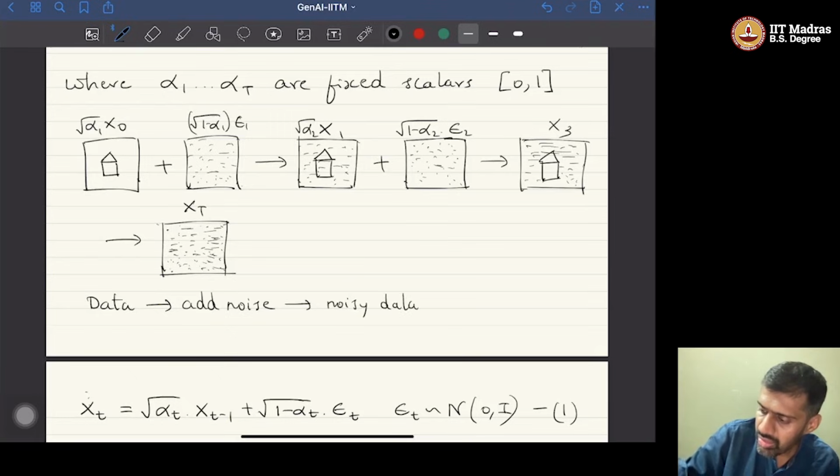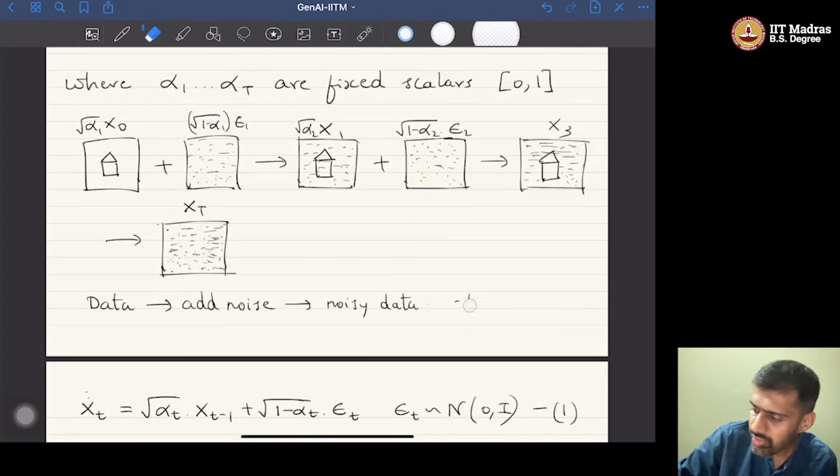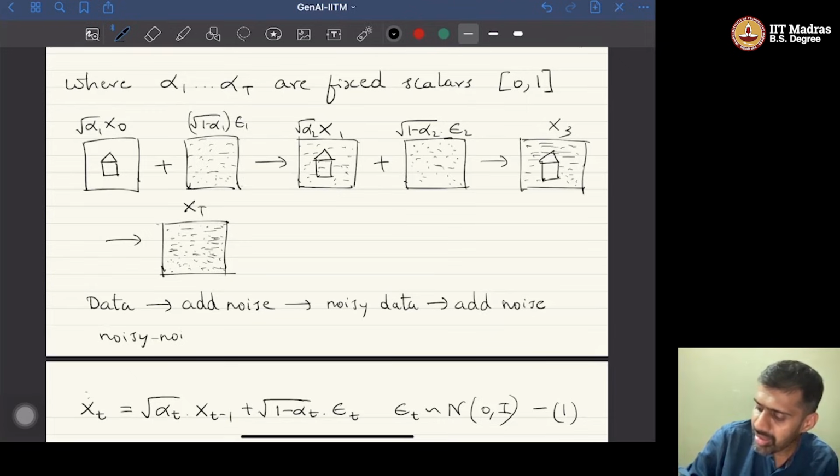Noisy data, then again you add noise, and then we get, we'll say, noisy data. I mean, just making this up. So you keep doing this. Now this is the first, the data variable. You have the first latent space, the second latent space, and so on, and finally you only get noise. This is the idea. This is x capital T.